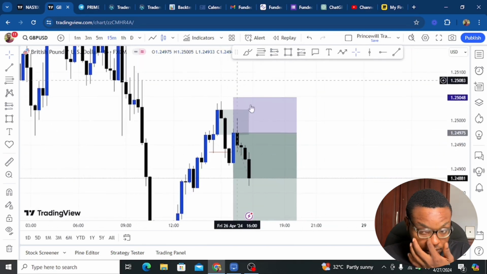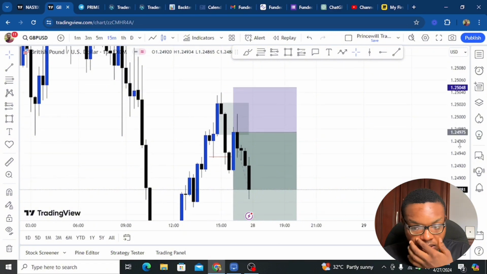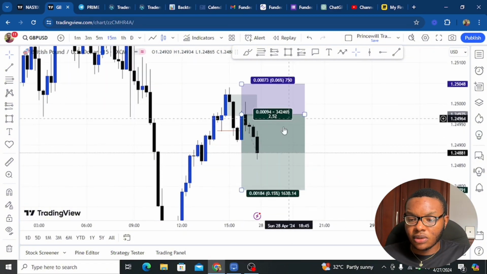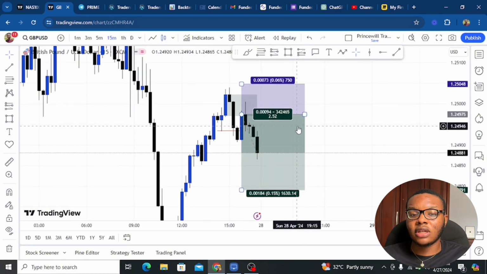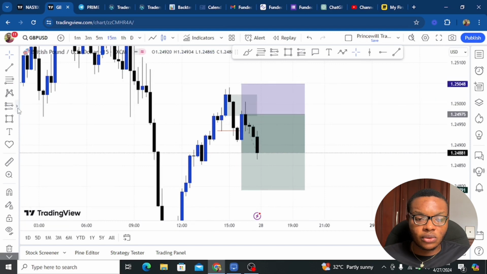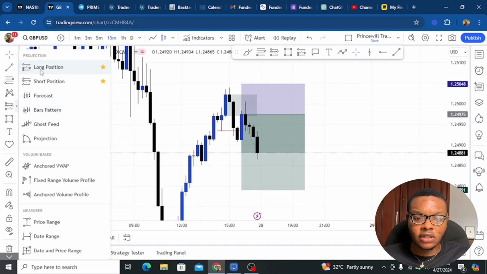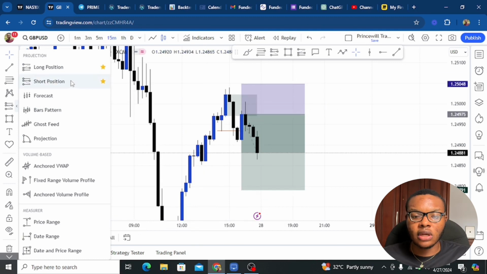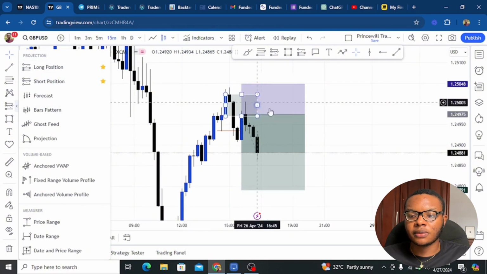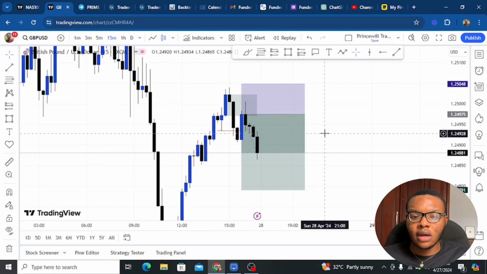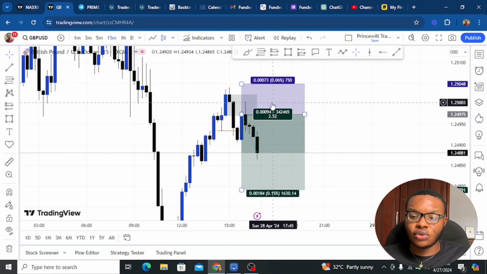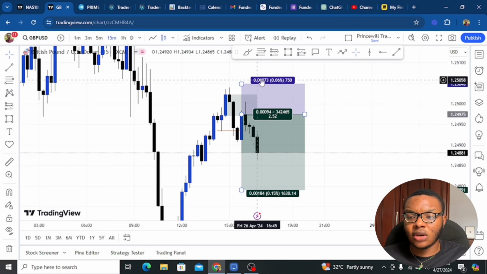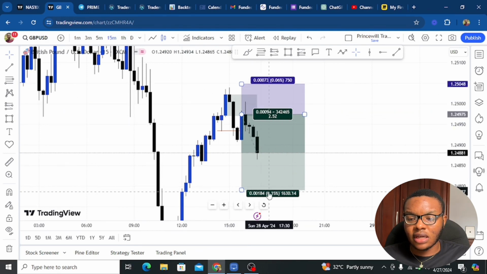Now, I'll explain what all of this is. This tool you see here is called a position tool. Let me show you. You can see here long position and short position. So the inverse of this is going to be the short position. This is the long position right now. Now, reading this long position tool, remember I said I was going to teach you guys how to read this. What are all of these figures here and how to understand them?